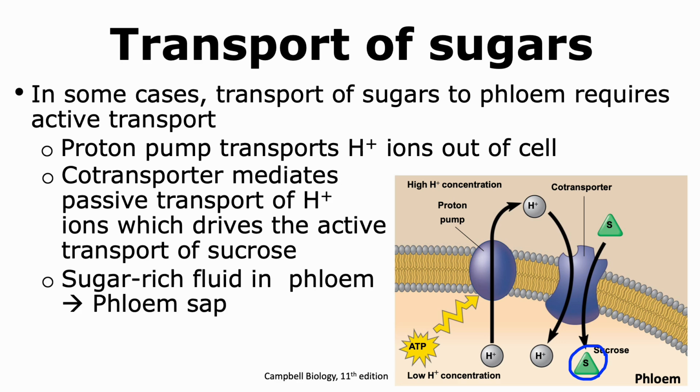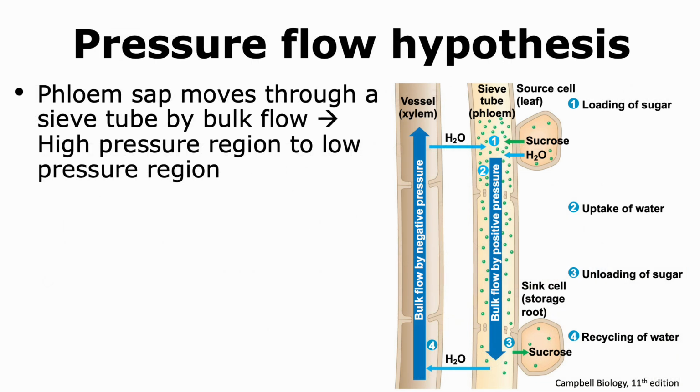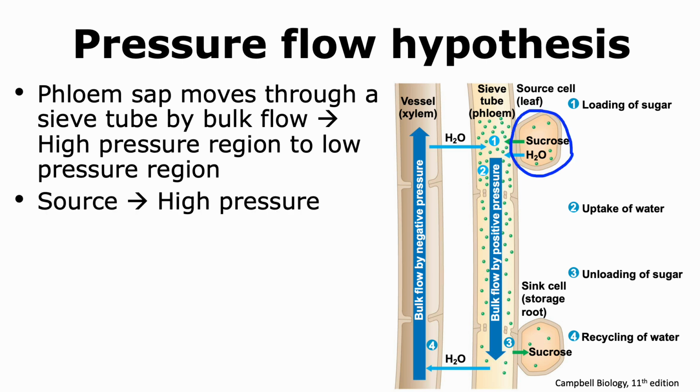This results in a sugar-rich fluid in the phloem, which is also called the phloem sap. The sugars in the phloem sap are then able to move to the remaining part of the plant through a process called translocation. Phloem sap is able to move through the sieve tube elements by the process of bulk flow. In the case of bulk flow, the movement occurs from a region of high pressure to a region of low pressure. In the case of a plant, the high pressure region is the source where the sugars are made.